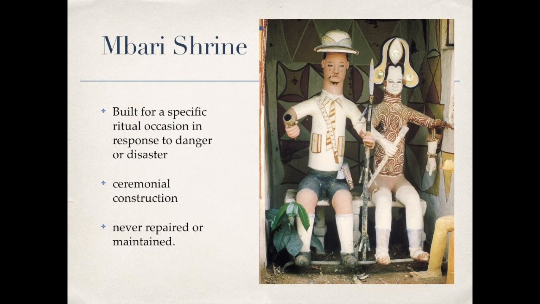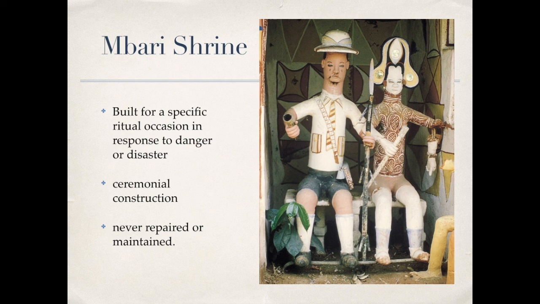So the Mbari are built for a specific ritual occasion in response to danger and disaster, things like floods or plagues or wars or famines, these kinds of things where the community feels threatened. The Mbari is a chance for the community to build a sense of harmony and a sense of stability. It's very ceremonially created, and as I said, it's never repaired or maintained.